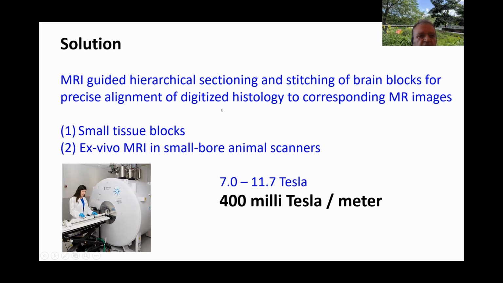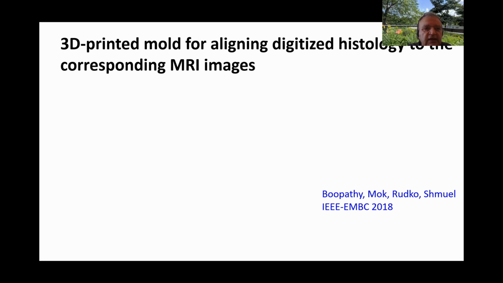The solution that we propose is MRI-guided hierarchical sectioning and stitching of brain blocks for precise alignment of digital histology to corresponding MRI images. In other words, we want to cut the tissue into small tissue blocks and perform ex-vivo MRI in small bore animal scanners like this one here, which can have 7 to 11.7 Tesla magnetic field, but importantly, the gradient systems are at least 5 times more powerful, so we can get to high resolutions.